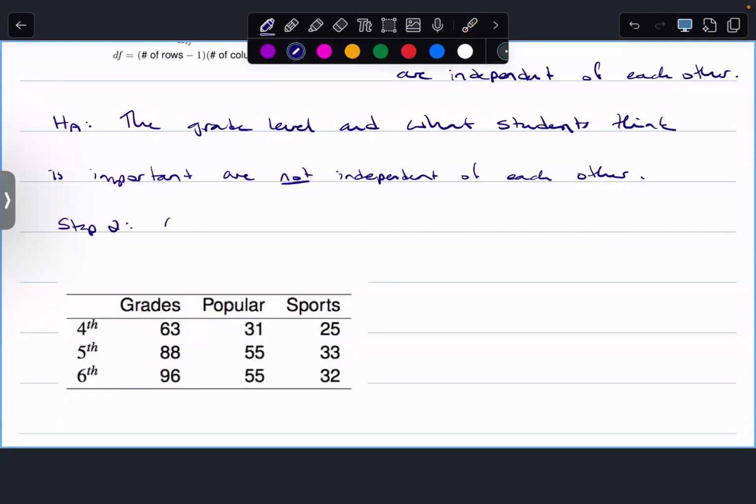So step 2 is calculate the test statistic, or I call it do the test. Do the do. Okay. To find the test statistic, I need the expected counts.